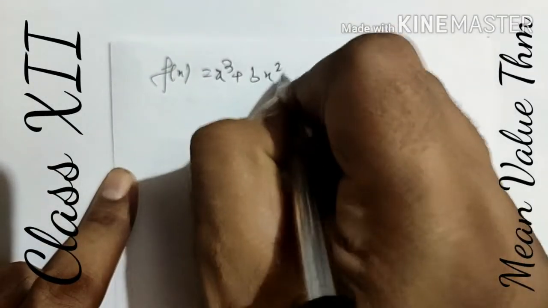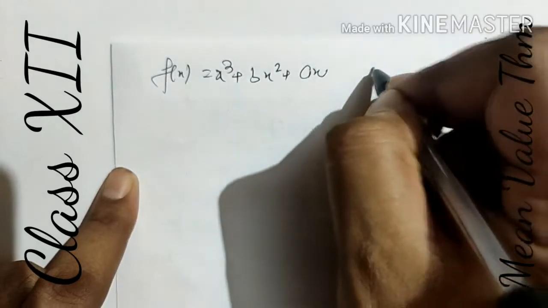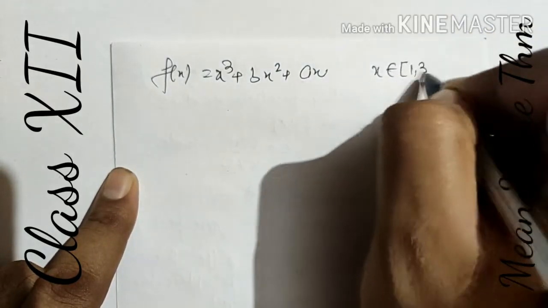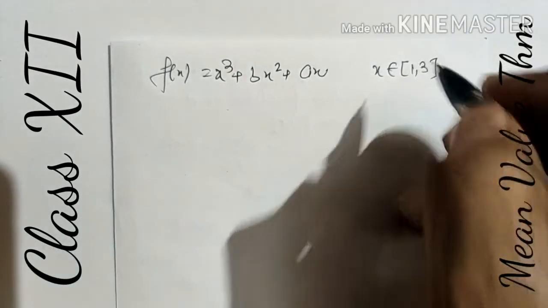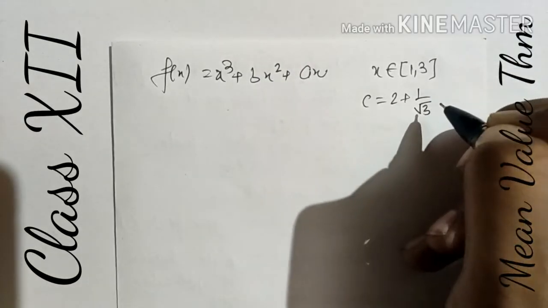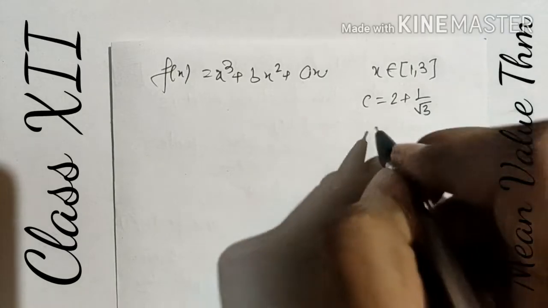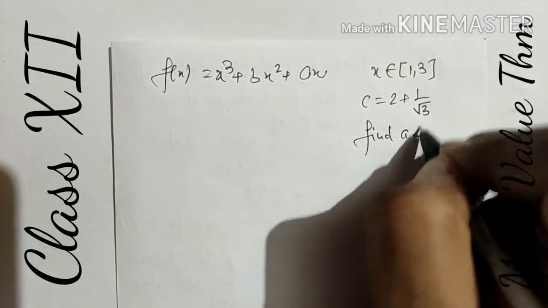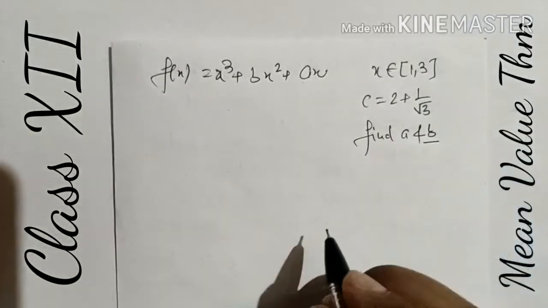Next we are going to do this: a function f of x is given by x cube plus b x square plus a x, where x belongs to 1 to 3. It is also mentioned that Rolle's theorem holds. The value of c is also given, 2 plus 1 by square root 3. We have to find out the value of a and b. This is the question.